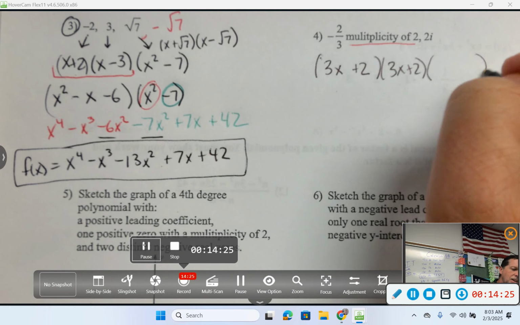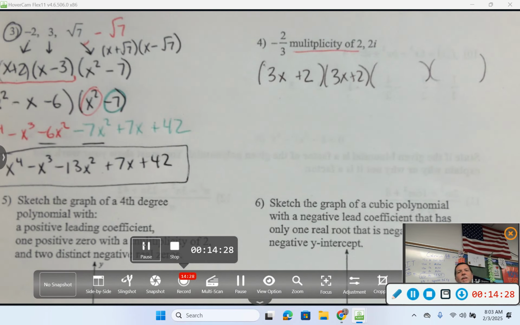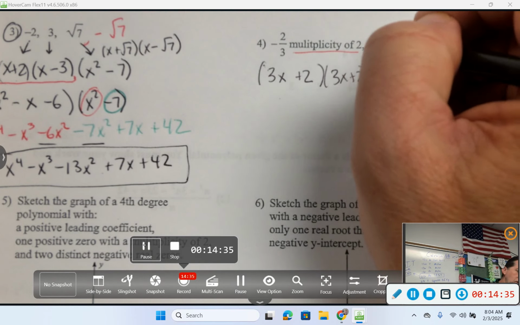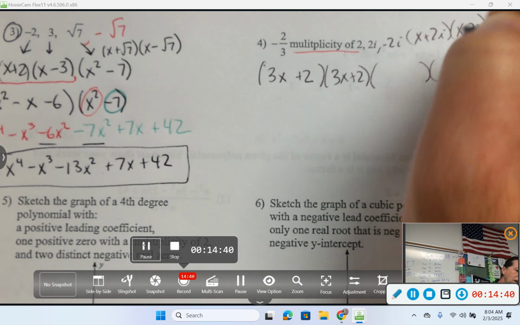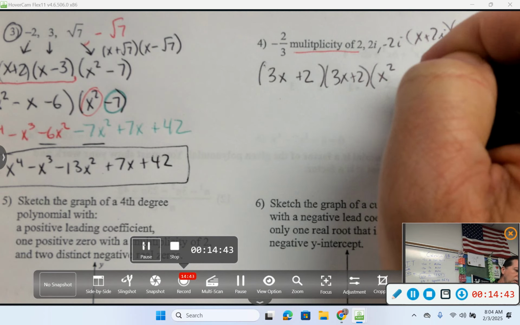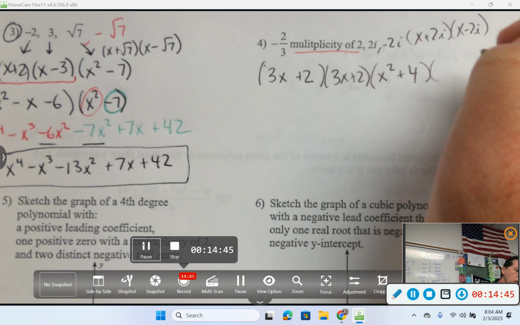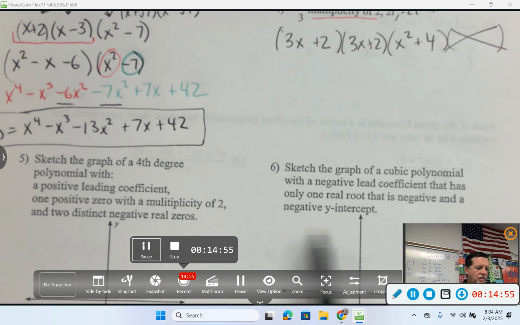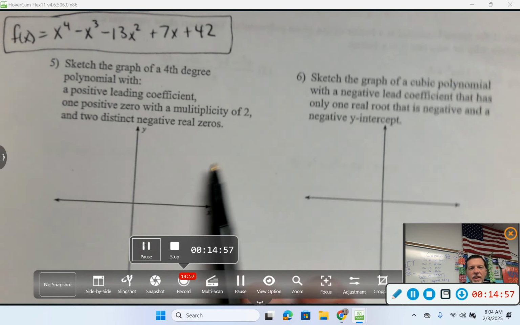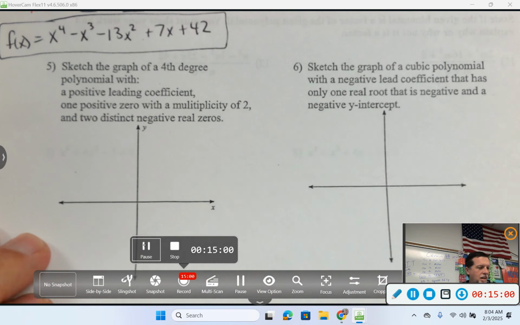Uh-oh. And then, you guys are jumping ahead, which is fine. So again, you can write it out as x plus 2i and x minus 2i. And then know that that's going to land you at x squared plus 4. And then again, multiply, multiply, multiply. Kind of a pain. 5 and 6, those are those kind of puzzle problems. Can you piece together something that fits all of that?